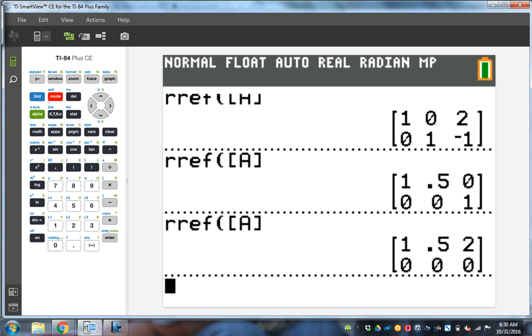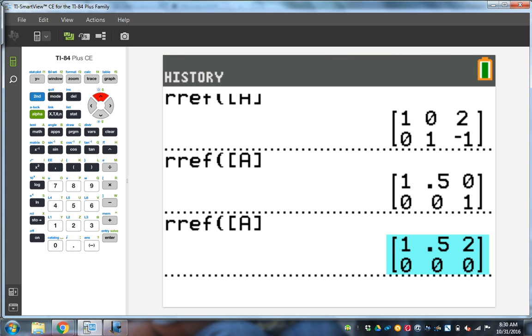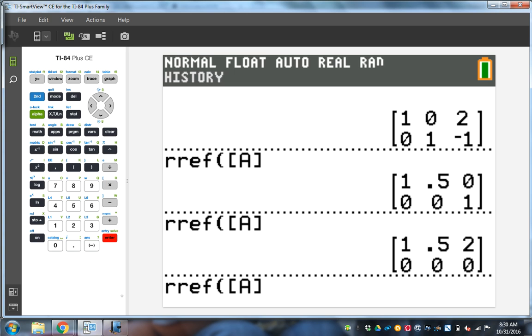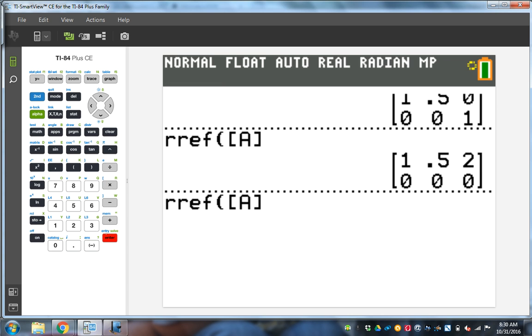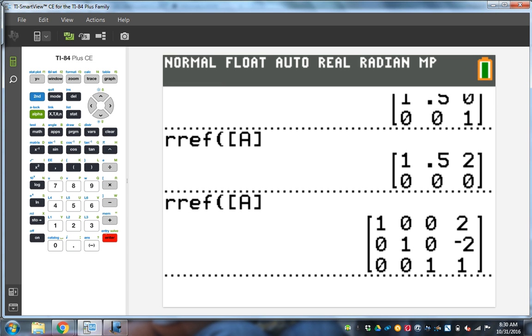We're going to run RREF on that matrix again. I went ahead and did that in matrix A, so I didn't have to hunt back through to get my RREF. And there we crank out.